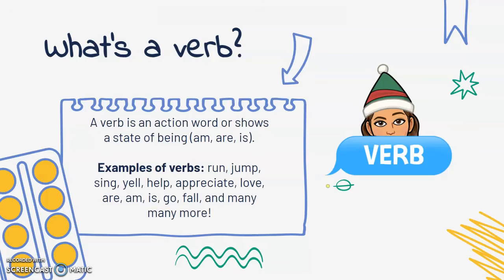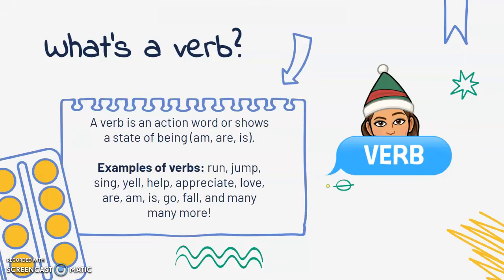A verb is an action word, or it can show a state of being, like the verbs am, are, and is. Those are all technically verbs, even though they don't show action. Some more examples of verbs on the screen are: run, jump, sing, yell, help, appreciate, love, are, am, is, go, fall, and many, many more. There are hundreds of thousands of verbs in the English language.